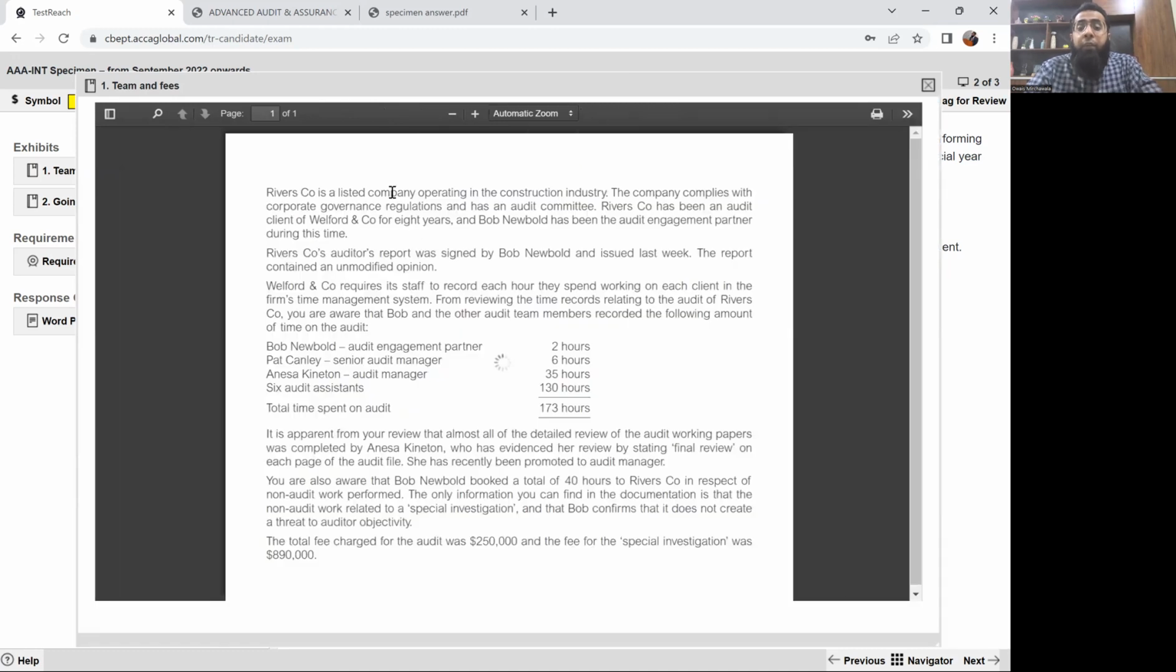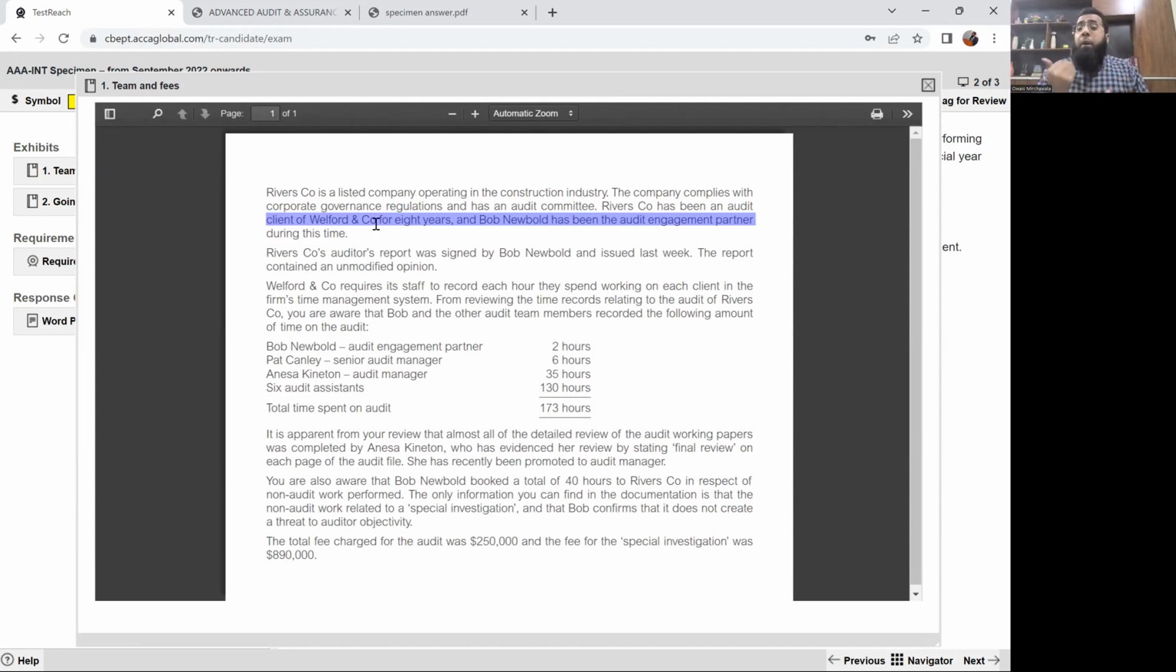Now, Reverse Company is a listed company operating in the construction industry. The company complies with corporate governance regulations and has an audit committee. Reverse Company has been an audit client of Walford Company for 8 years, and Bob Newbold has been the audit engagement partner during this time.